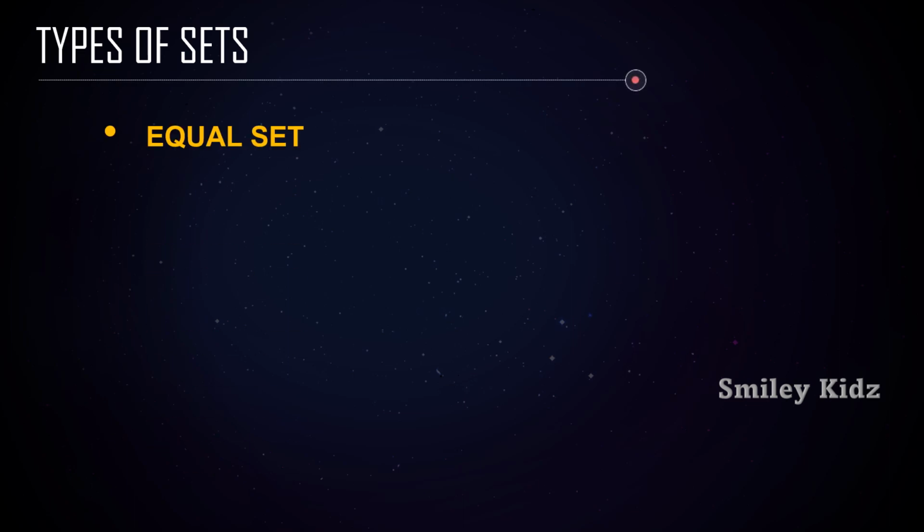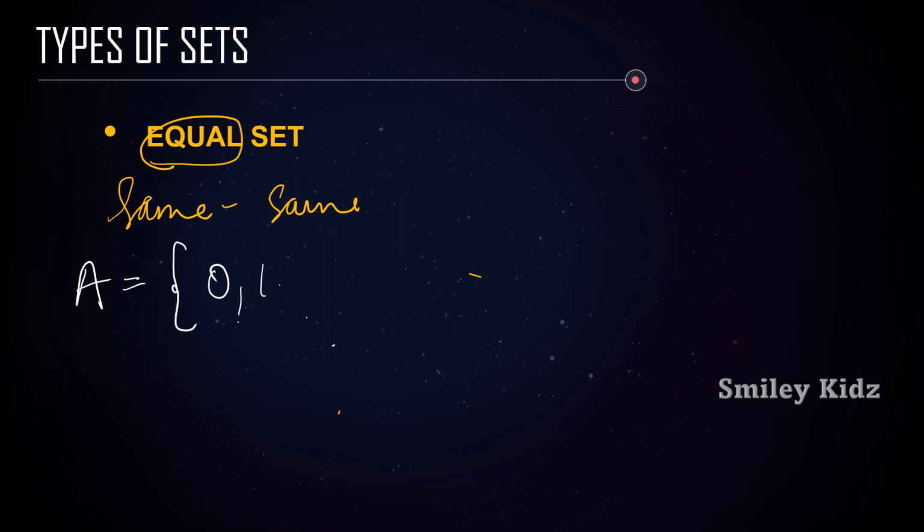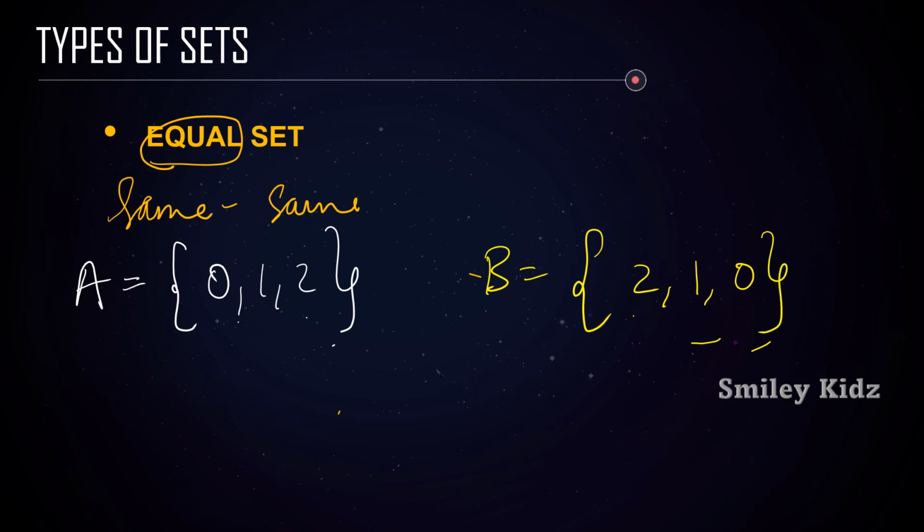Now we have an interesting one, that is equal sets. Now what do I mean by equal over here? Equal means same. In layman's language, I'm calling it same. Why do I say that? Let us say A is equal to 0, 1, 2. This is one set. If I need to find an equal set for this, I'll write B is equal to 2, 1, 0. What difference does it make? All the elements are present, isn't it? So these are equal sets.